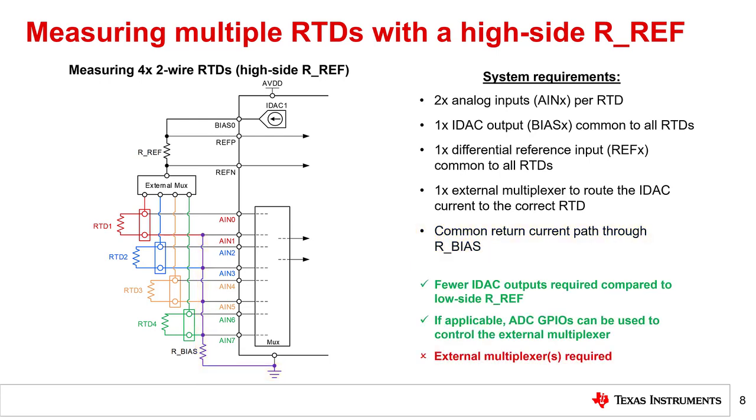One of the benefits of using a high-side RREF is that fewer IDAC outputs are required. Also, some ADCs include GPIO pins that can be used to control the external multiplexer. This can help reduce the number of isolation channels required in an isolated RTD measurement system. The most significant challenge with this solution is that it requires at least one external component to route the IDAC current, which in this case is a multiplexer.